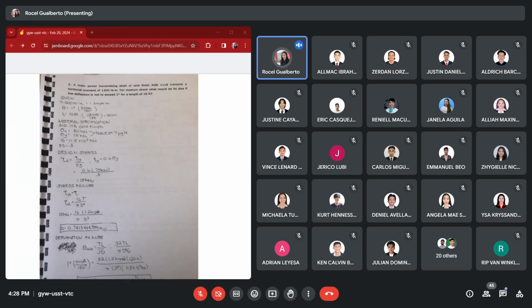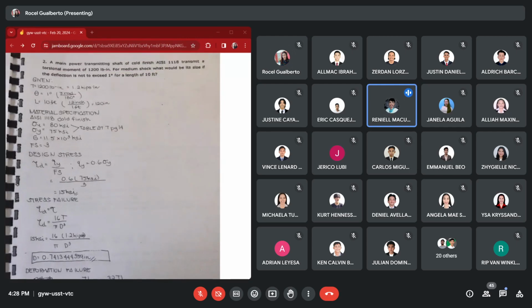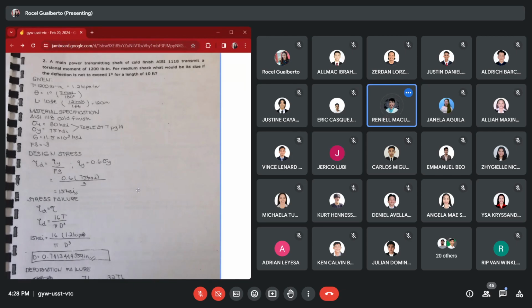Okay na. Sige. For the given po, T is equal to 1,200 lb-in, equal to 1.2 kip-inches. Then yung degree po ay 1, go-convert na po natin sa radians. Ang magiging sagot po dyan ay 0.01745329252. Then ang length po is equal to 10 feet. I-convert na po natin sa inches: 10 feet times 12 inches over 1 foot is equal to 120 inches.